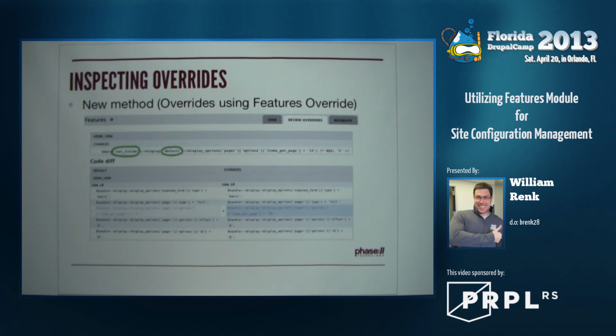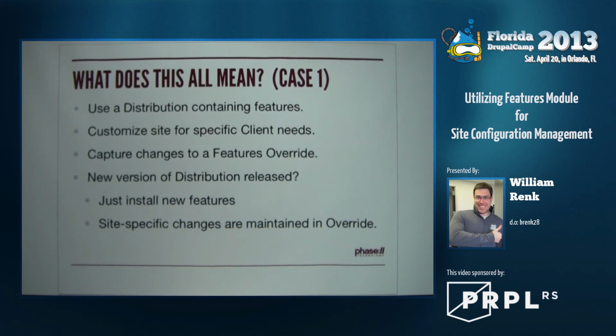So yeah, the default cat field. What does it all mean? So that's case one, where, as I was saying before, you're using a distribution that already has some features and you want to customize them. So you would capture those changes in a feature override. When the distribution gets updated, you can just install new features, and you can maintain your site-specific features in an override. Do people use distributions at all?